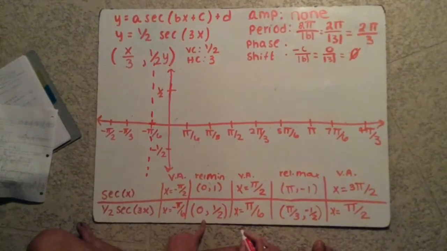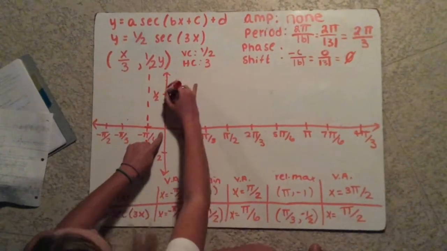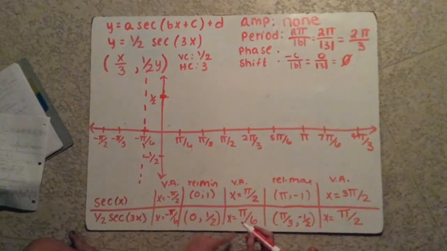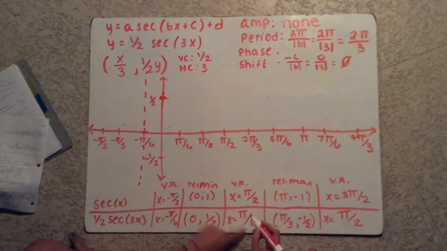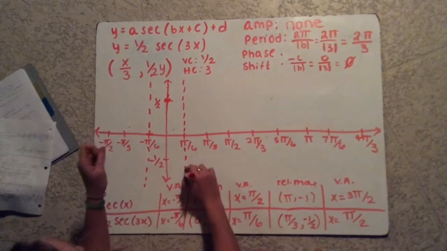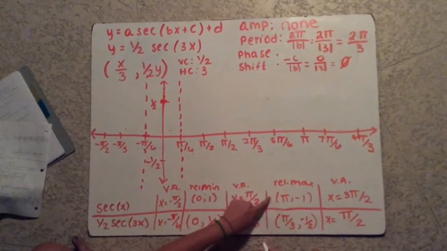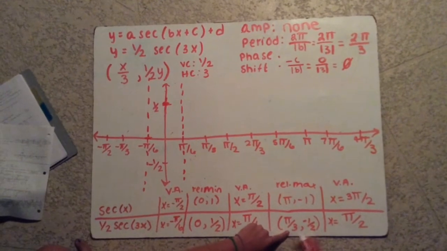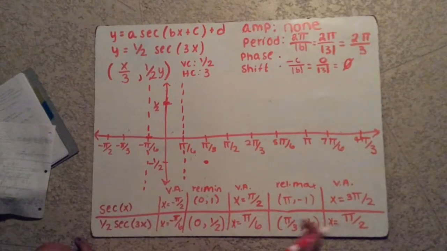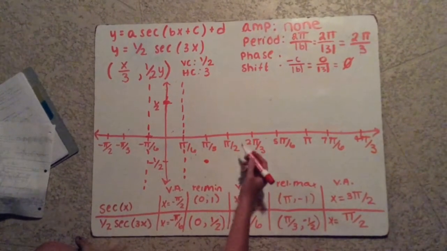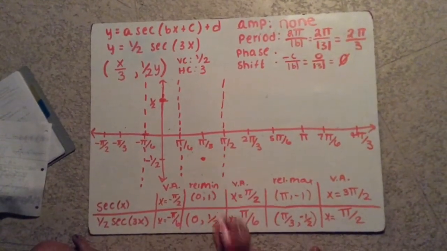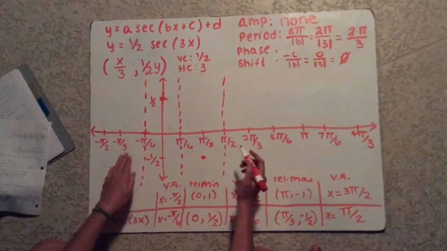Then we take our relative minimum, 0, 1/2, and plot it on the coordinate plane. We then go to our next vertical asymptote, pi over 6. We draw another vertical dashed line at pi over 6. Our relative maximum, pi over 3, -1/2. We plot that on the coordinate plane as well. Our final vertical asymptote, pi over 2, is also graphed using a dashed line. This is the structure of the first period.